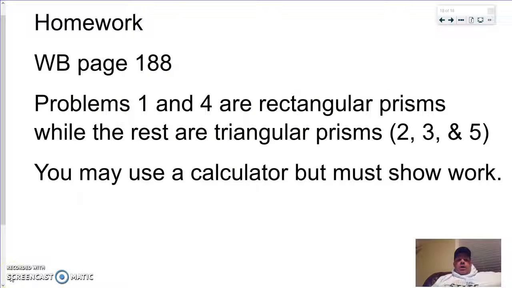So for your homework today, I want you to try to do workbook page 188. Problems number 1 and 4 are rectangular prisms, so there will be a total of 6 sides that you will have to add up. The rest of them, numbers 2, 3, and 5, they are triangular prisms, so there will actually only be 5 sides, 2 triangles and 3 rectangles. You may use a calculator, but you must show your work.